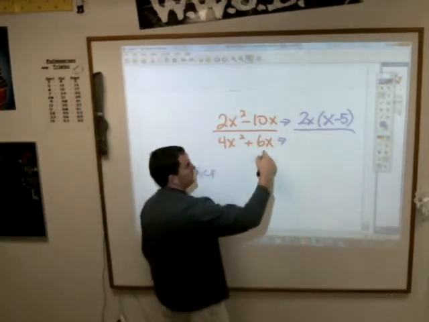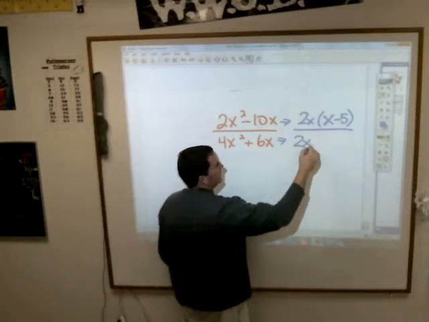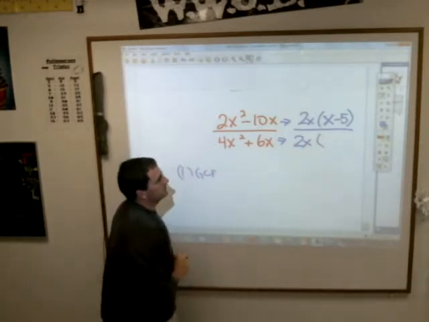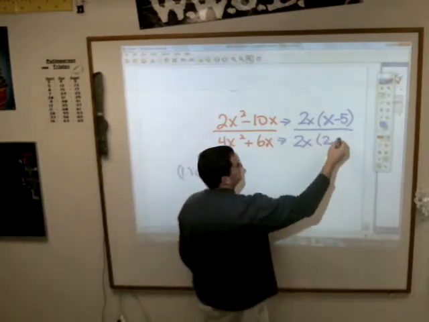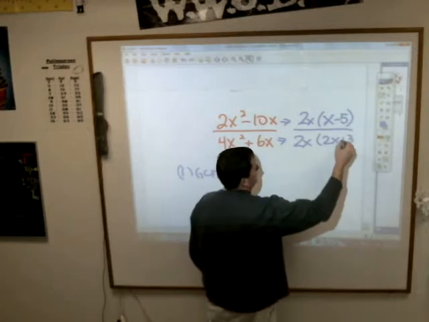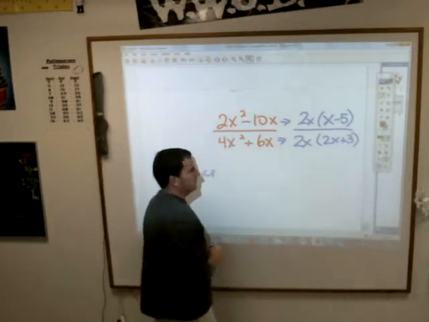2, 4 and 6, you can take a 2 out of. An x squared and x, you can take an x out of. And then what's left? 2x plus 3. Very good, 2x plus 3. Correct.